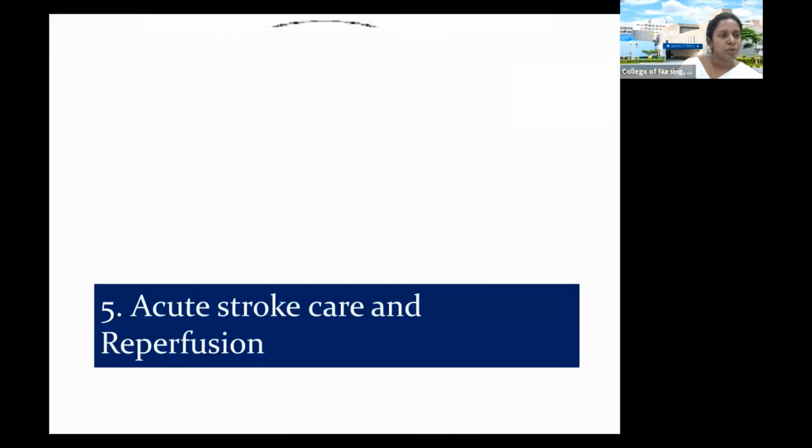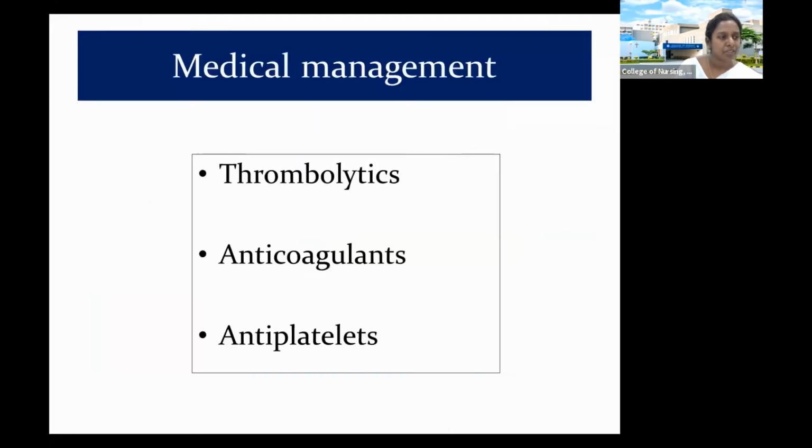All right, so now that we know what the problem is and which vessel is affected, what is the management that is available? When it comes to medical management, we have thrombolytics, anticoagulants, and antiplatelets. This is the main line of management that we have in hospital. I will also take you through a stroke protocol which is followed here in our hospital, where I will explain it in detail. But as far as the management is concerned, these are the three drugs.